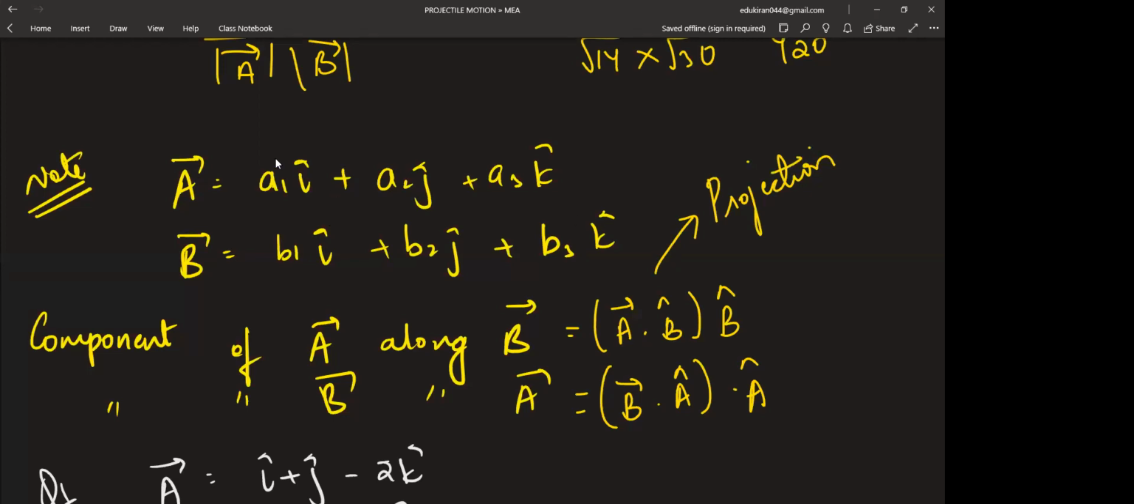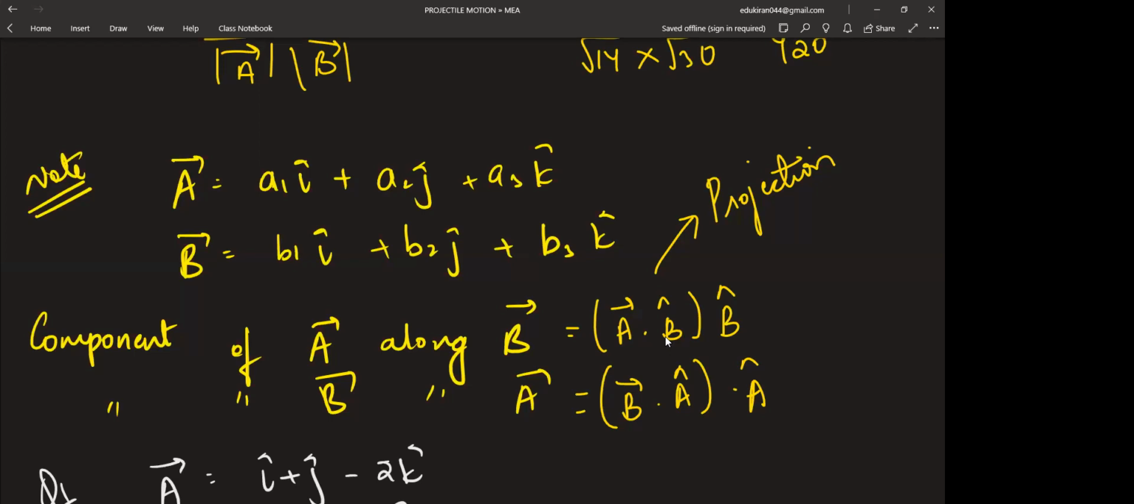So see, the vector is A vector. Now this is the formula which you have to remember. Vector A gets multiplied, or not multiplied actually, there's a dot product of B cap with vector A taken. B cap is what? You know how to construct a unit vector, right?